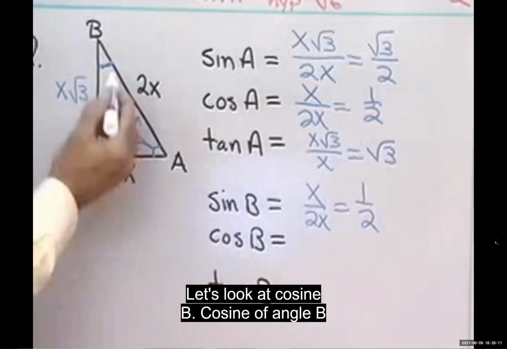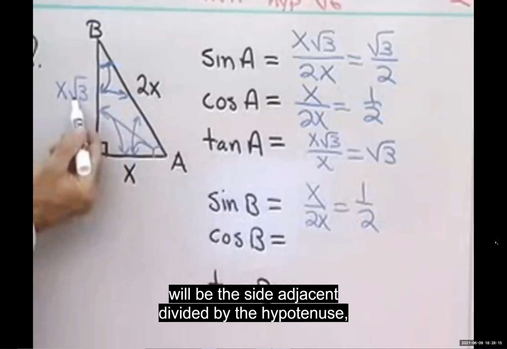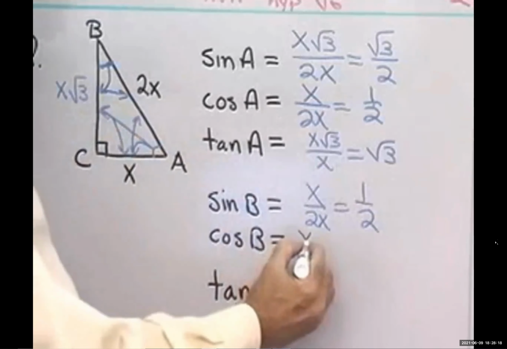Let's look at cosine B. Cosine of angle B will be the side adjacent divided by the hypotenuse. So x square root 3 divided by 2x.